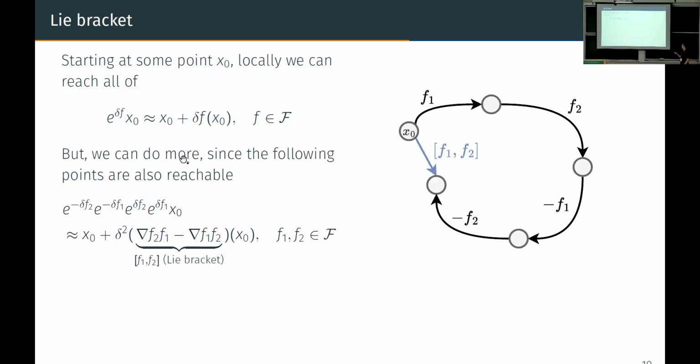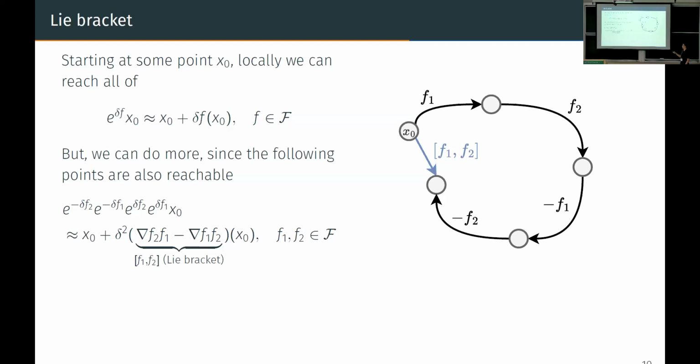But this is not the only option, because from x0, I can use f1 in my control family, then f2, and then minus f1 and minus f2. And then you go back to a point that is not exactly where you started from, because these things don't commute, right? If you calculate this, you basically get a direction that is the Lie bracket of these two vector fields. And that is also a direction I can reach, right?